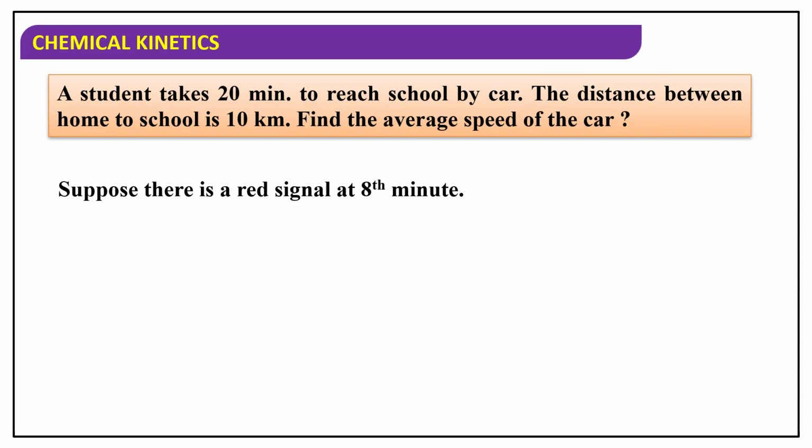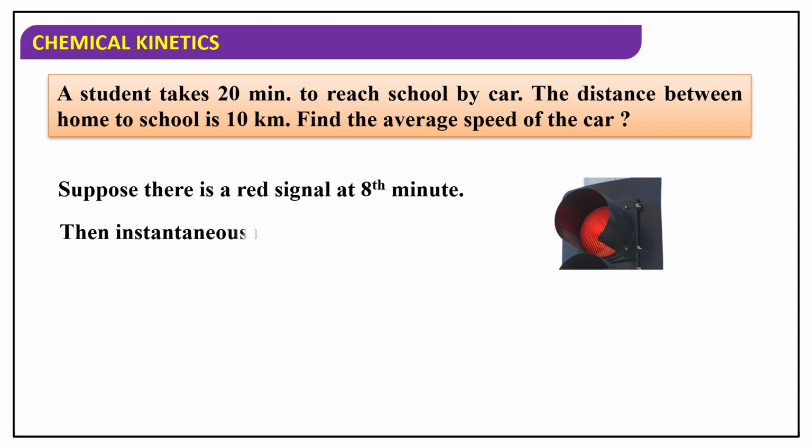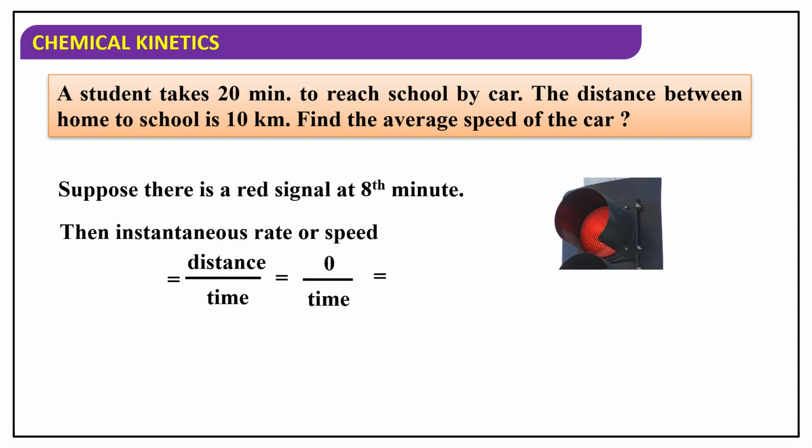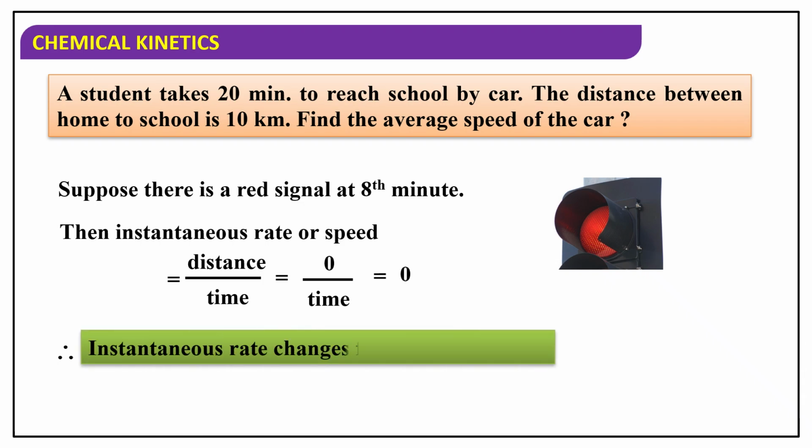Now suppose there is a red signal at the 8th minute. At the 8th minute there is a red signal. There the instantaneous speed is distance upon time. So time is 8 minutes but distance is 0. That's why we can say instantaneous rate changes from time to time. You can understand the meaning of instantaneous rate: instantaneous rate is a rate at a particular time point.